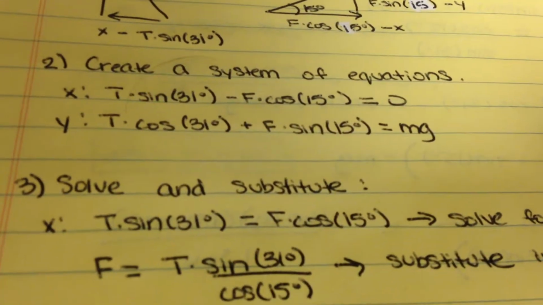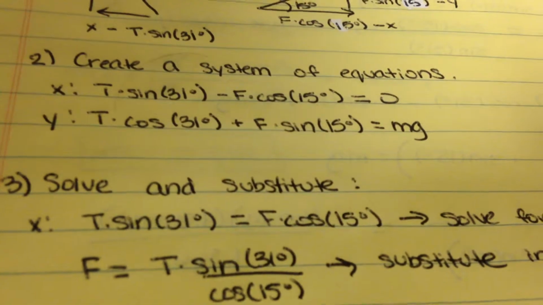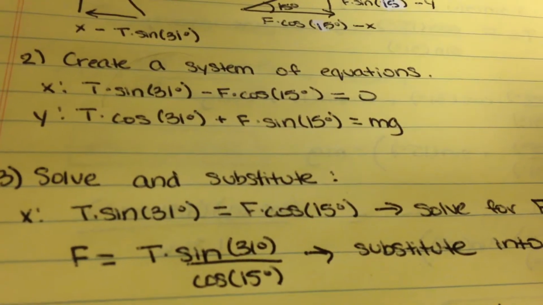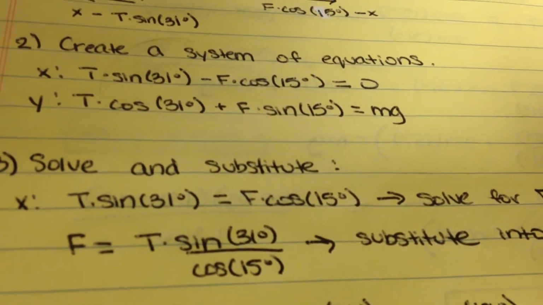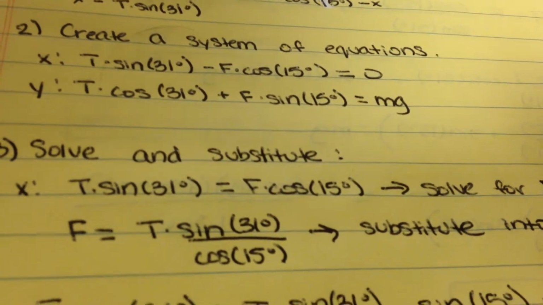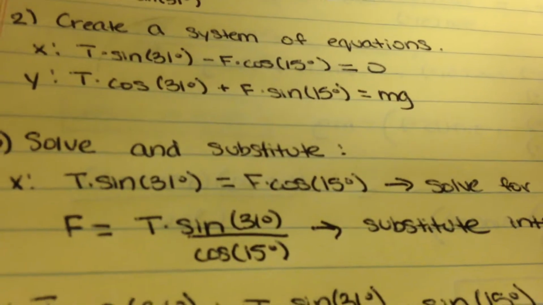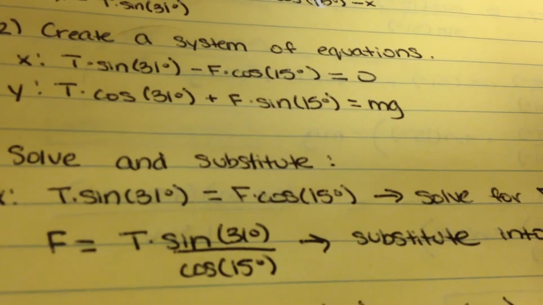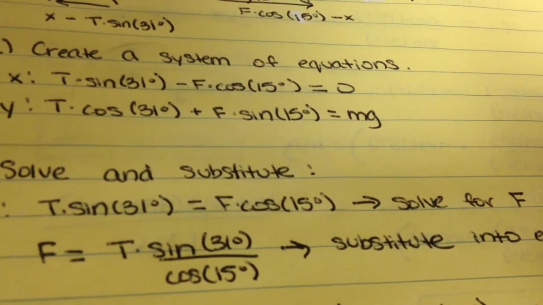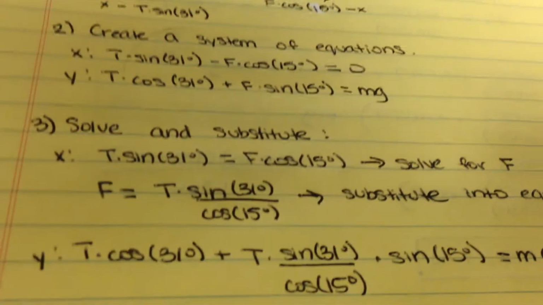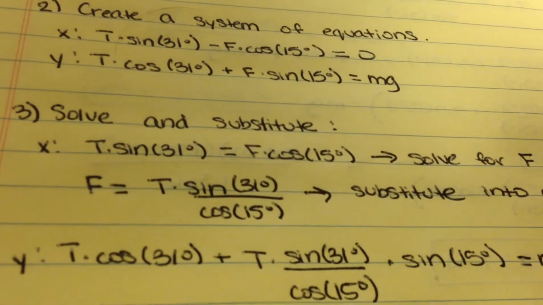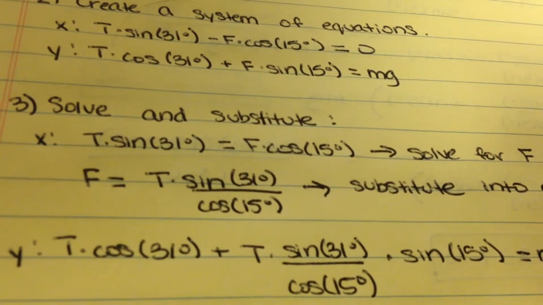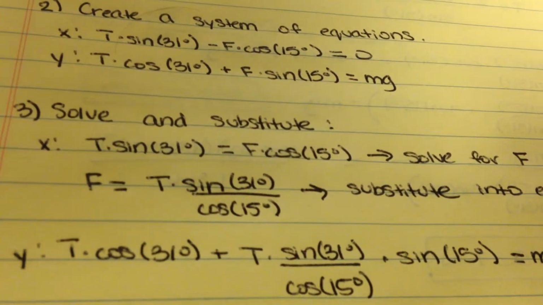So then you have to solve and substitute those values in. The easiest equation to solve would be the x equation, and you can equate T times the sine of 31 degrees to the magnitude of the force times the cosine of 15 degrees, and you have to solve for F because we're going to find the tension. So you can solve for F, which is equal to the magnitude of the tension force times the sine of 31 degrees divided by the cosine of 15 degrees.